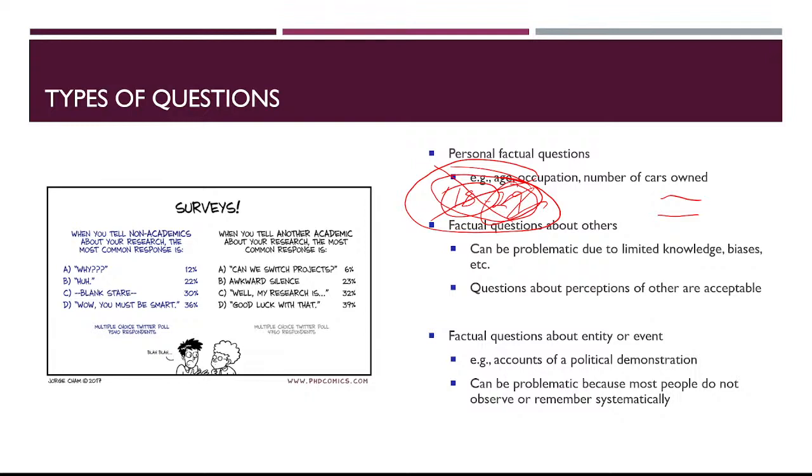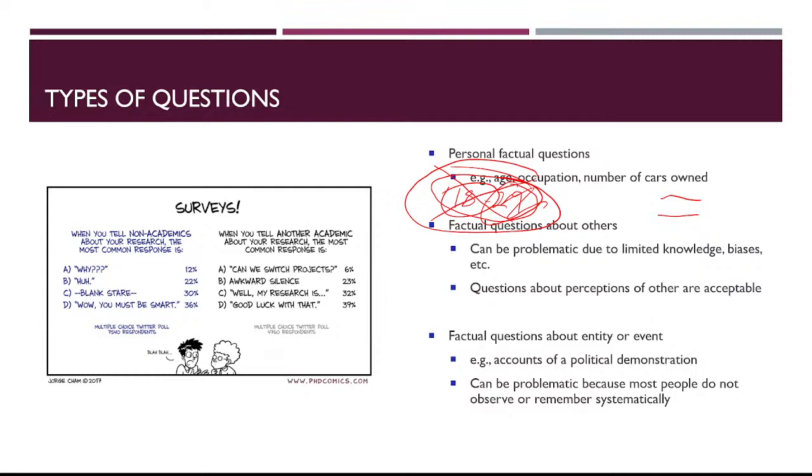Okay, the last one: factual questions about an entity or event, like accounts of a political demonstration. It can be problematic because people might not remember, or they might not have observed it. If you're asking questions about the January 6th riots in the US Capitol, not everybody was paying attention, so questions about that can be problematic. What's your opinion of that?